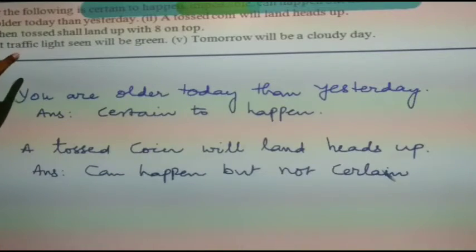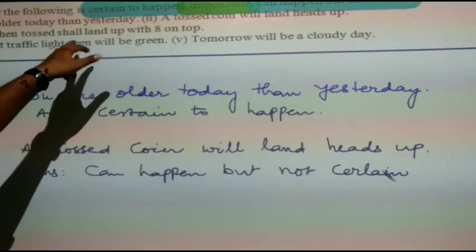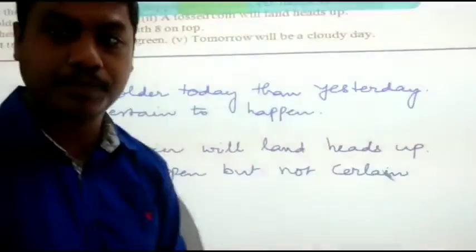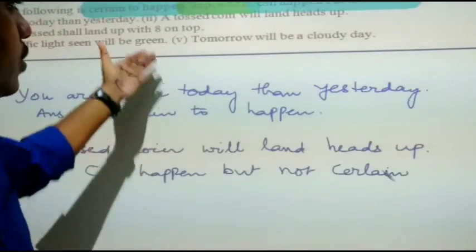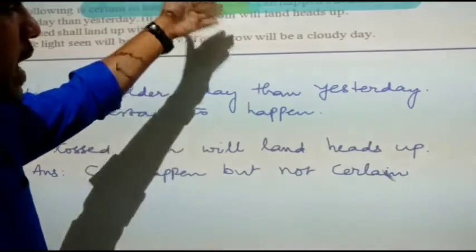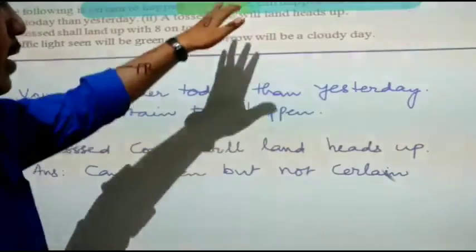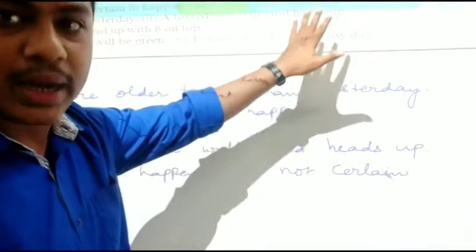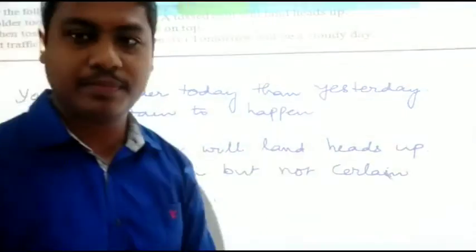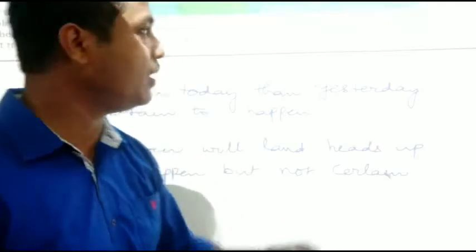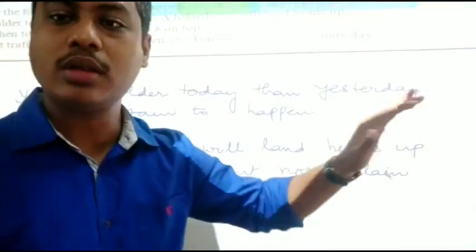For question number 4, the next traffic light seen will be green. So we have to write whether it is certain to happen, impossible, or can happen but not certain. It can happen, but it is not certain. Tomorrow will be a cloudy day. That also we have to write: can happen, but it is not certain.